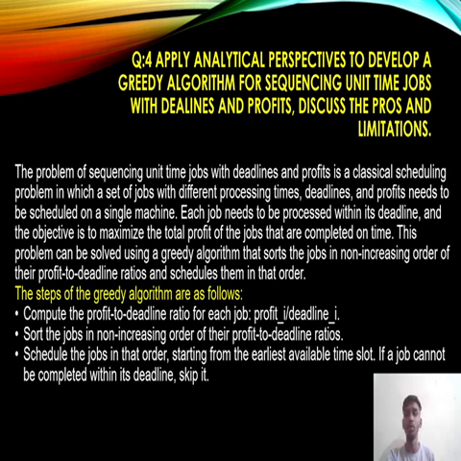This problem can be solved using a greedy algorithm that sorts the jobs in non-increasing order of their profit to deadline ratio and schedules them in that order. The steps of the greedy algorithm are as follows. Compute the profit to deadline ratio for each job. Sort the jobs in non-increasing order of their profit to deadline ratio. Schedule the jobs in that order starting from the earliest available time slot. If a job cannot be completed within its deadline, skip it.